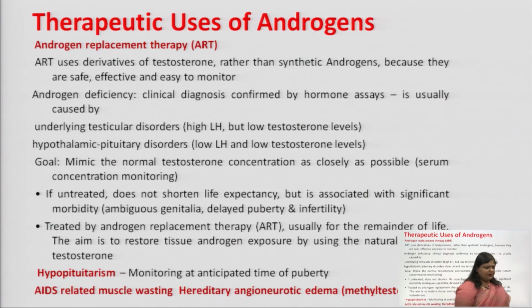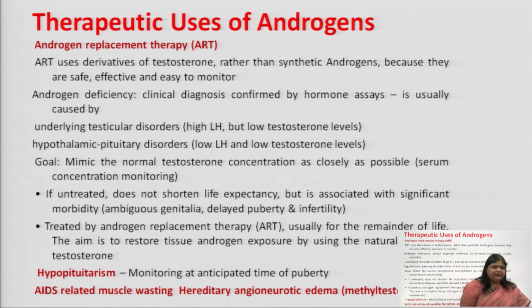Now coming to what are the therapeutic uses of androgens. These androgens are generally used as replacement therapy. In this case again, we can use derivatives of testosterone. Generally, synthetic androgens are not used. These derivatives of testosterone are safe, effective and easy to monitor, so they are used.